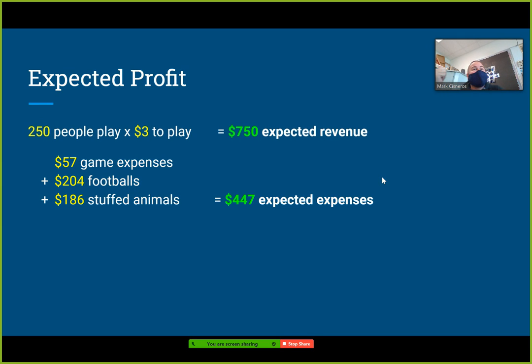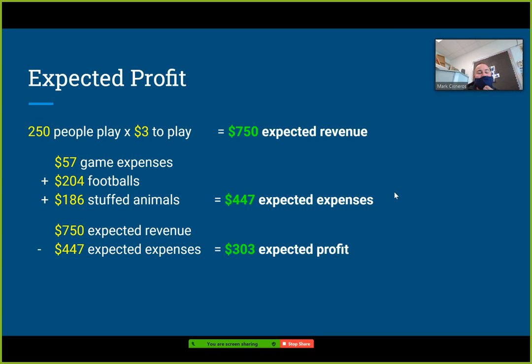Okay. So I have revenue I'm bringing in, expenses I got to spend. How do I figure out how much profit? Just subtract. Revenue minus expenses is always equal to profit. So I'm expected to profit $303 on this carnival game.